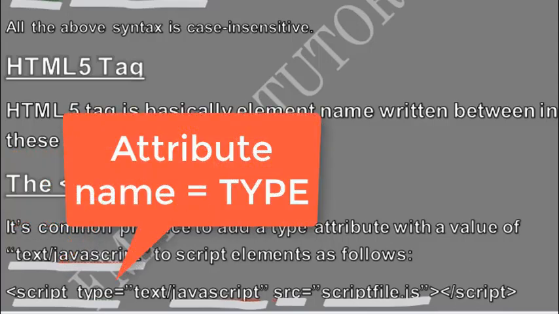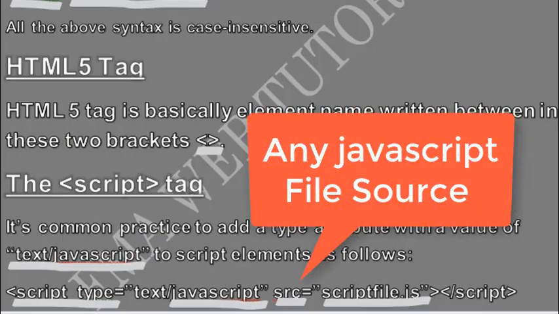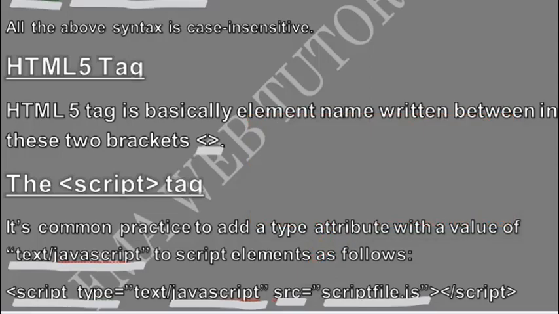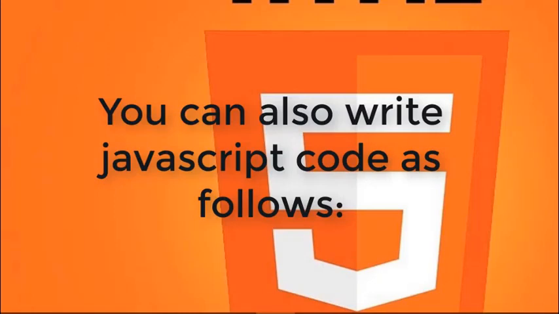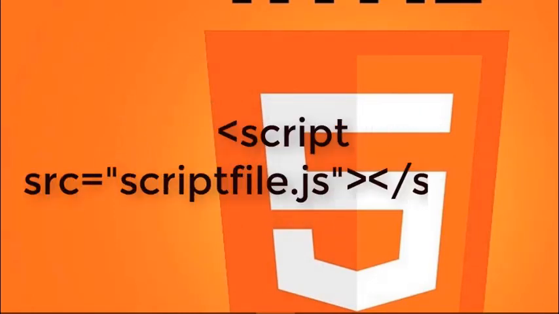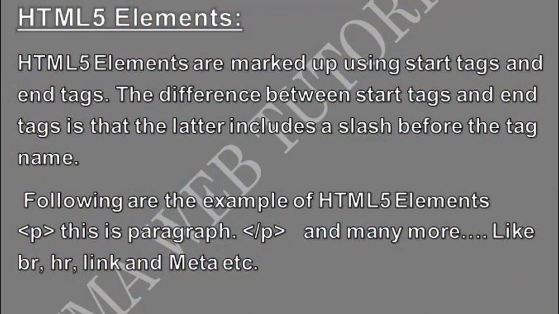Then next is the source, which is the file source. It can be any JavaScript file. Source is equal to scriptfile.js, which I'm using, and it is closed with an ending script tag. HTML5 removes the extra information required, and you can use the following simple syntax: script, then src, its attribute, scriptfile.js, then the closing script tag. Okay, now let's come to know about HTML elements.